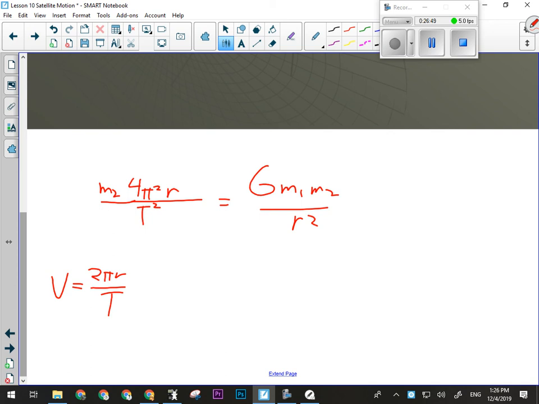Now I would caution you against writing this formula down, because obviously on the unit exam, you're not going to get this. You're going to have to substitute this yourself. So make sure you understand how to do what I just did, which is take this formula here, square it, and plug it in. That's all I did, nothing fancy.